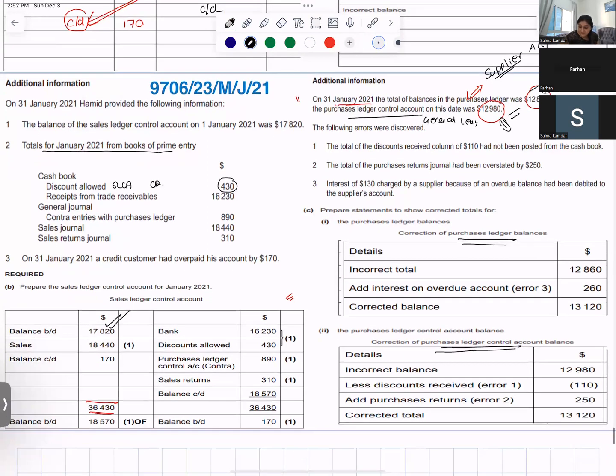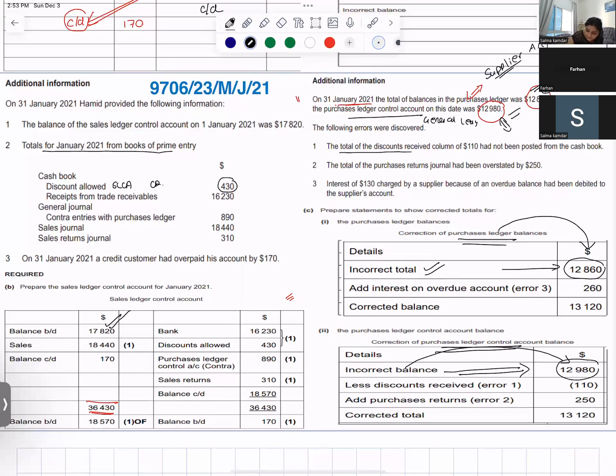So what was the balance of the purchase ledger? 12,860. Okay, so this is the balance of the purchase ledger. What is the balance of the PLCA? 12,980. So that means this is the incorrect balance of the purchase ledger and this is the incorrect balance of the PLCA. Are you with me? Now they've given us the errors. We have to decide in which account the correction of errors will happen. Okay, come on, read.